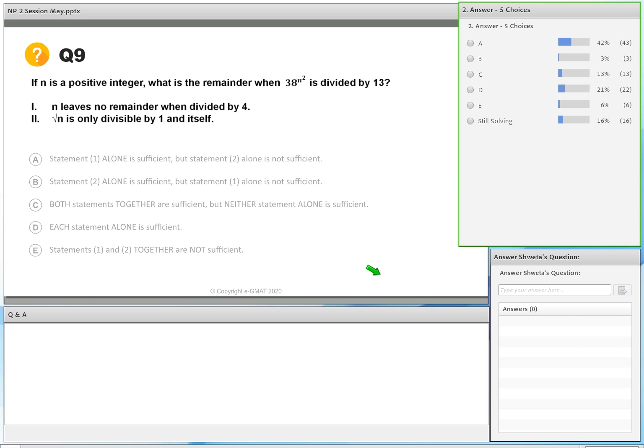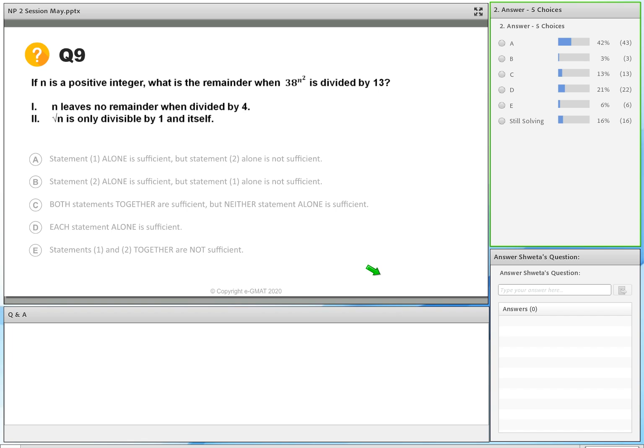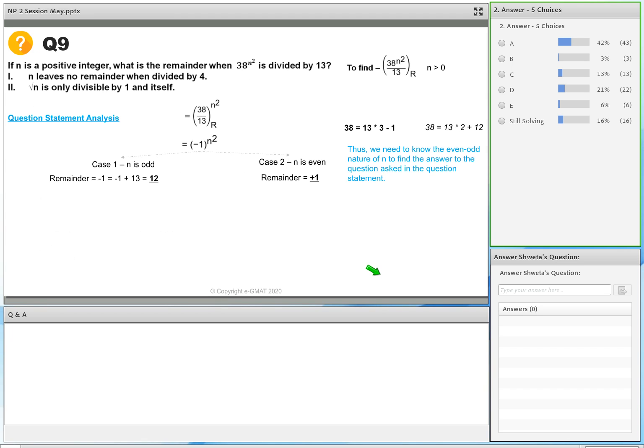So let's discuss this nicely. Slowly, I'll just keep this broadcast so you can keep seeing how you responded. Let's think about it step by step, okay? Step one is to analyze the question statement completely. So n is a positive integer. What is the remainder when 38 to the power n squared is divided by 13? So this is how you express it, okay? You just want the remainder in this case, and n is some positive integer.